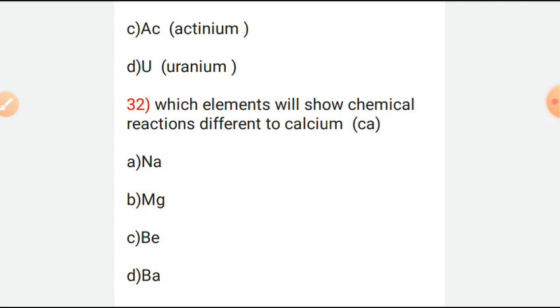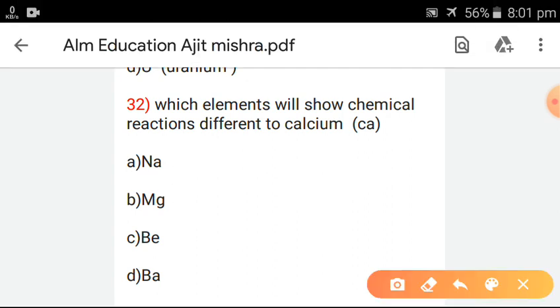Next question, which element will show a chemical reaction different to calcium? A, sodium. B, magnesium. C, beryllium, and D, barium. Choose the correct answer. The answer will be option A.